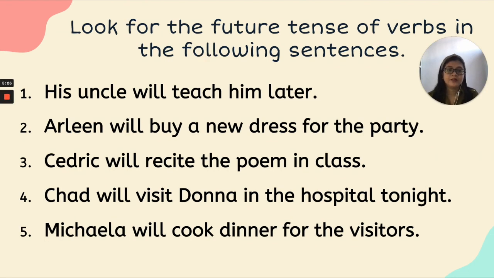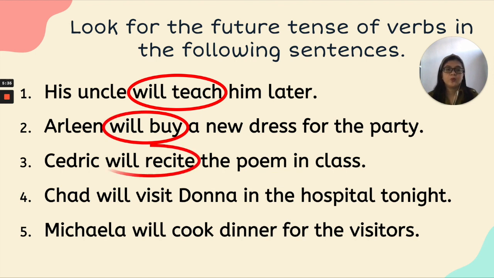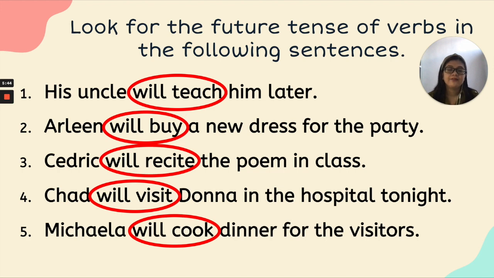Okay, so now let's look for the future tense of verbs. So we have will teach for sentence number 1. Sentence number 2, will buy. Sentence number 3, will recite. Sentence number 4, will visit. And sentence number 5, will cook. So all of these sentences have future tense of verbs.